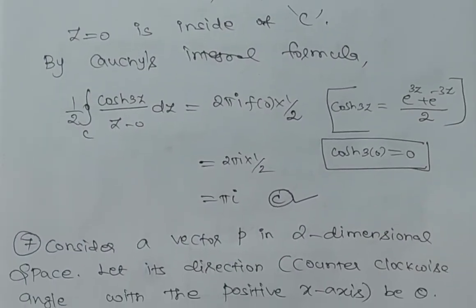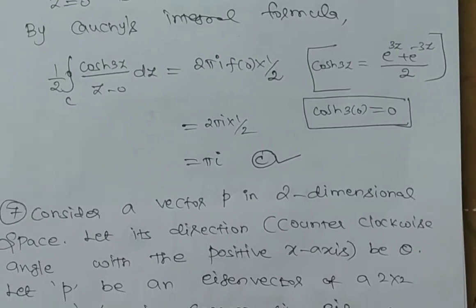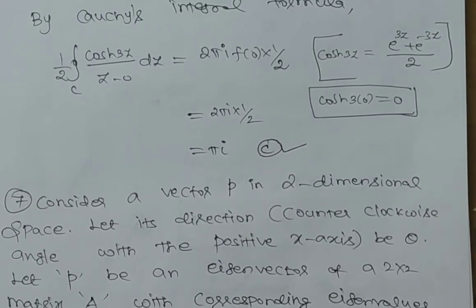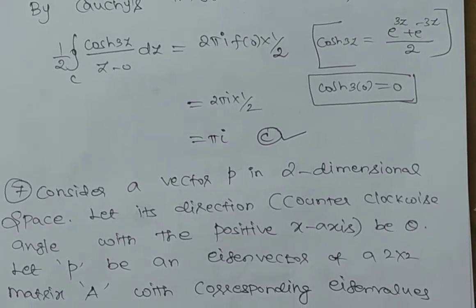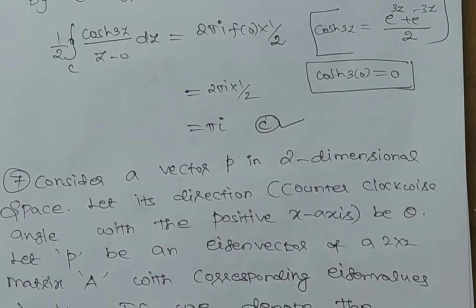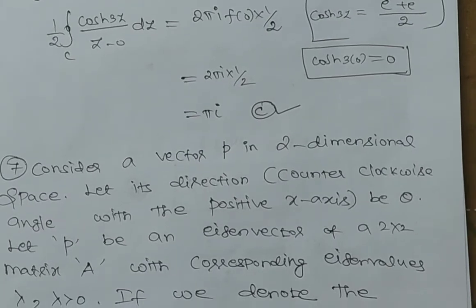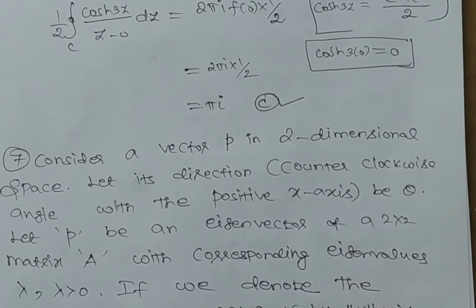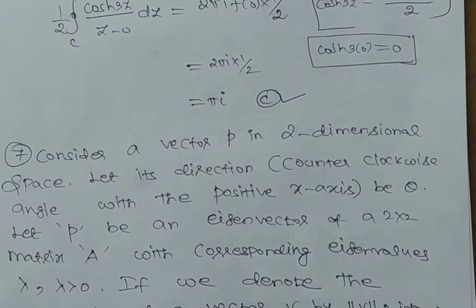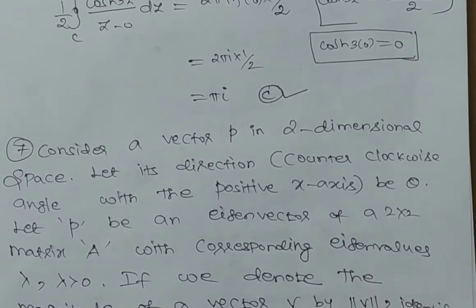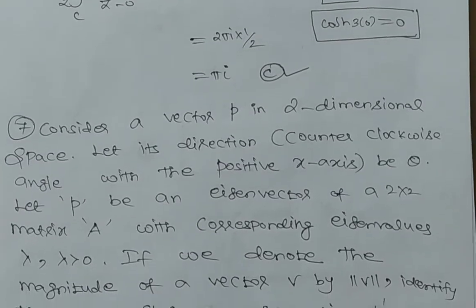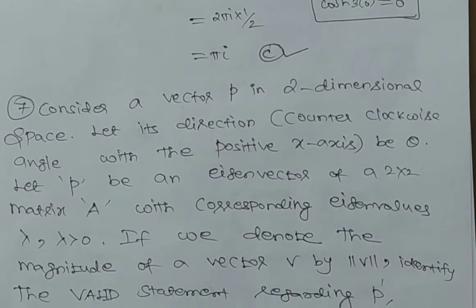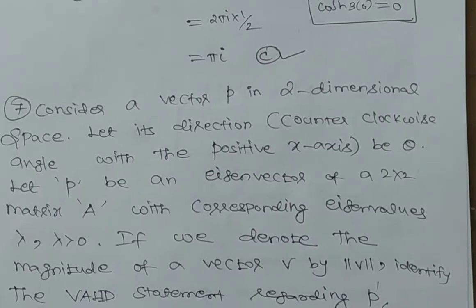Next, linear algebra. Consider a vector P in two-dimensional space. Let its counterclockwise angle with the positive x-axis be theta. Let B be the eigenvector of a 2 by 2 matrix A with the corresponding eigenvalue lambda greater than 0. If you denote the magnitude of a vector V by norm of V, identify the valid statement regarding P dash where P dash equal to AB. Actually 4 options are given.